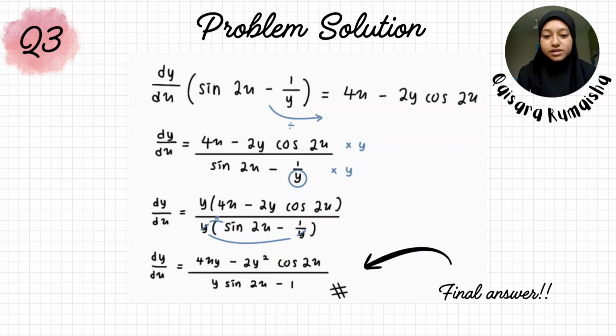To fully isolate dy over dx, we divide both sides of the equation by the entire expression inside the bracket, which is sine 2x minus 1 over y.